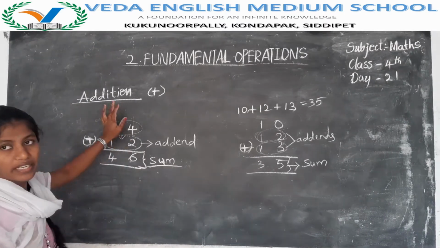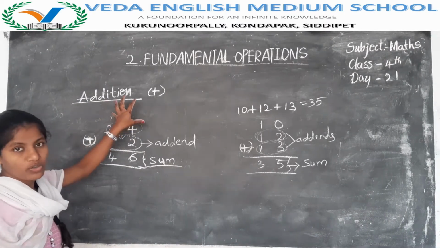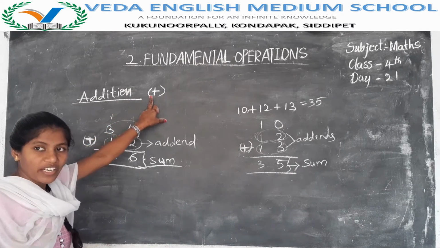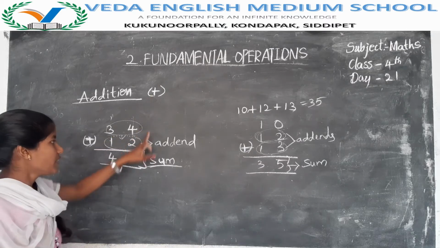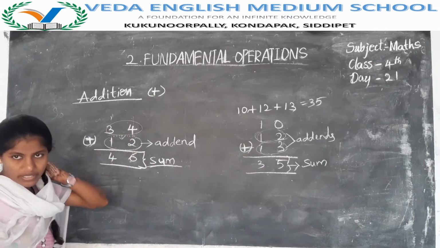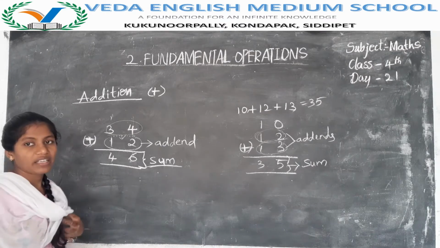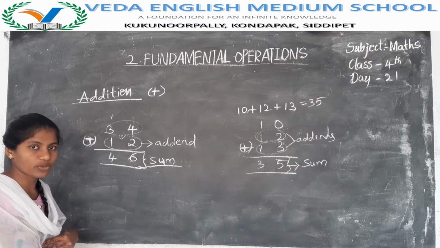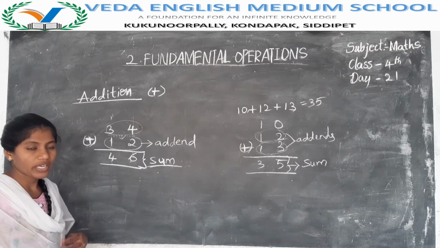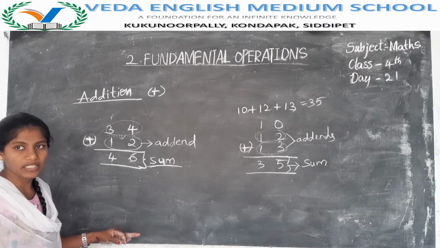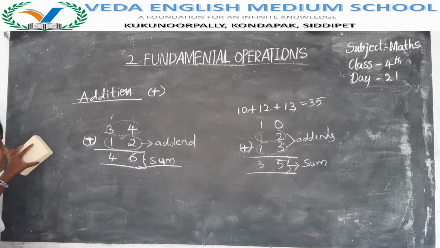Addition definition once again. The combining of 2 or more numbers is called addition. This symbol is called plus. To find the addition we will use this symbol. Then the numbers to be added are called addends. మనం యాడ్ చేసిన numbers ని addends అంటాము. Finally, the addition answer is called sum. The spelling of sum is SUM, not SOME. SOME కాదు, SUM. So it is about addition.